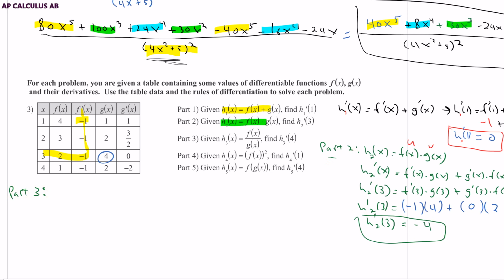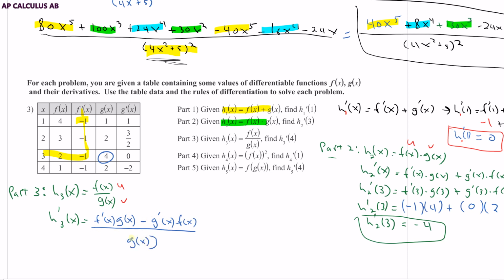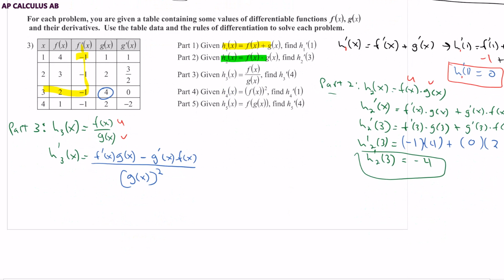Given h3 of x equals f of x over g of x, we want to find h prime. So h prime, please recognize this is a quotient, so we're going to need to use quotient rule. That's going to be f prime of x times g of x minus g prime of x times f of x all over g of x squared, right? And then we just plug in these numbers, right? Let's just save some writing. We can go ahead and plug these in, right?